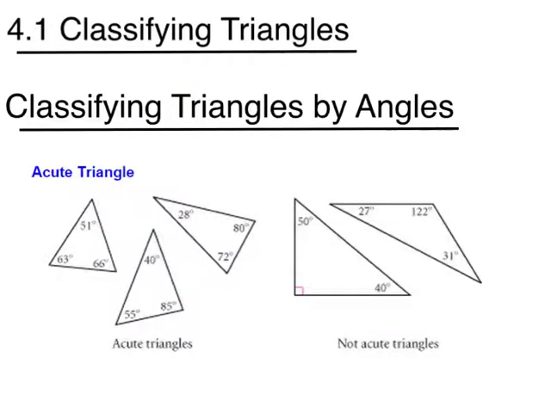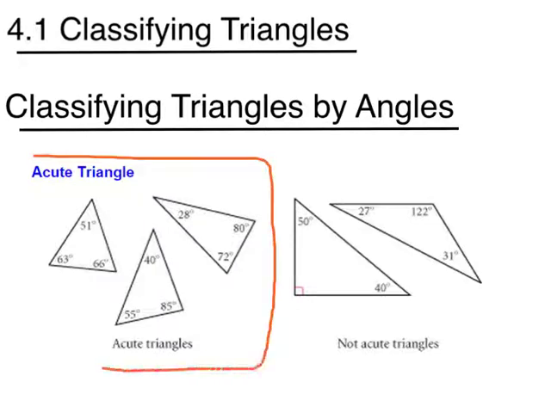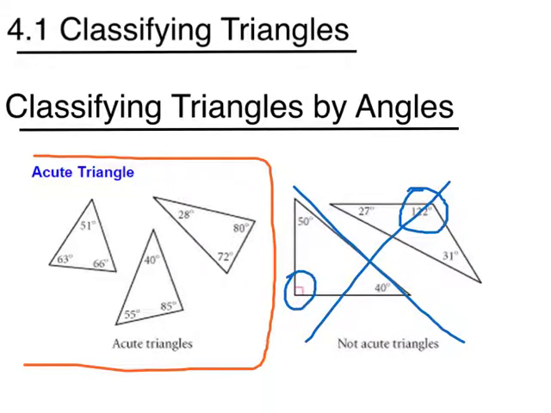First thing: classifying triangles by angles. Here's the first classification. These are acute triangles, which have all acute angles in them. Notice we have acute triangles here. And then these over here to the right are not acute triangles, because if you notice we have 122, which is not an acute angle, and we have 90 degrees here, which is not an acute angle either. So all three angles need to be acute in order for it to be an acute triangle.